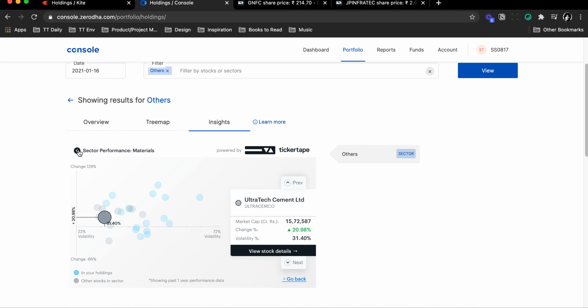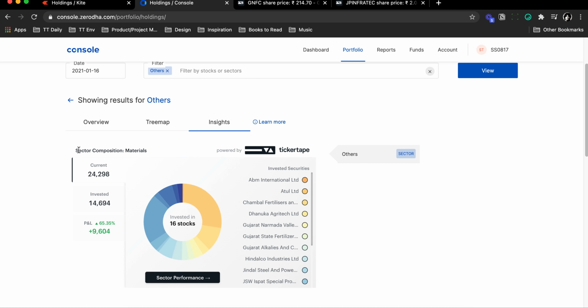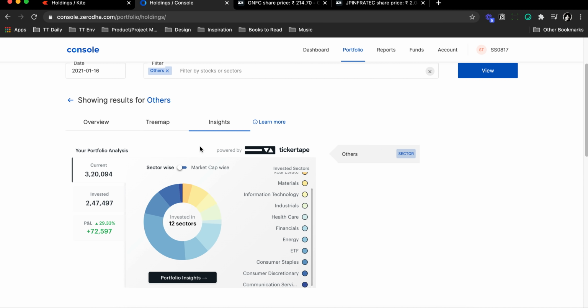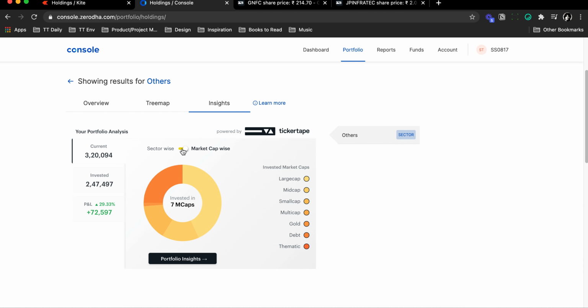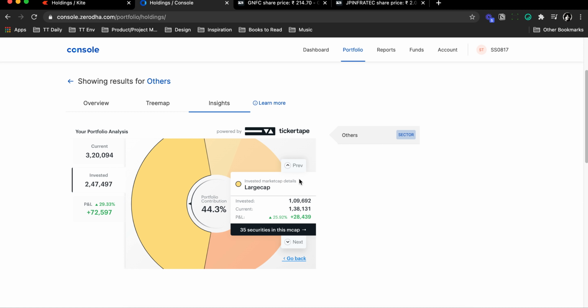This drill down that we have performed from a sector perspective, we can also perform the same drill down by looking at it from a market cap perspective, right? So performing that same drill down over here, let's look at it from an invested amount perspective. I've currently invested 2.47 lakhs into these different market caps, right? Out of which large caps account for 44.3%. And let me drill down a little further into large caps. So I can see that my invested amount in large caps is 1 lakh 9,000, right?